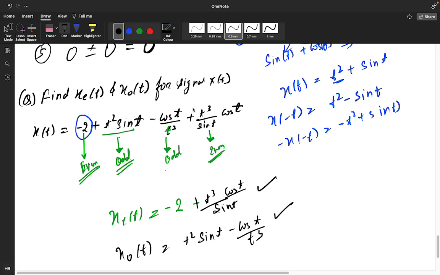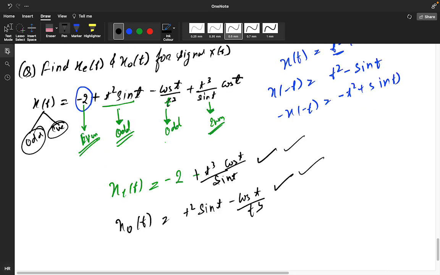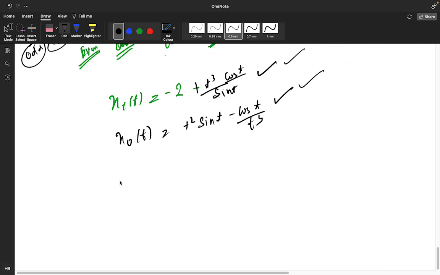So what we understood from this is that any signal can be divided into an odd part and an even part, right? So this is my even signal part, and this is my odd signal part. So there is one formula. Write it down. Or first write the statement.